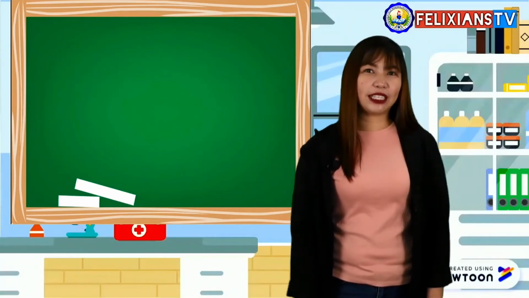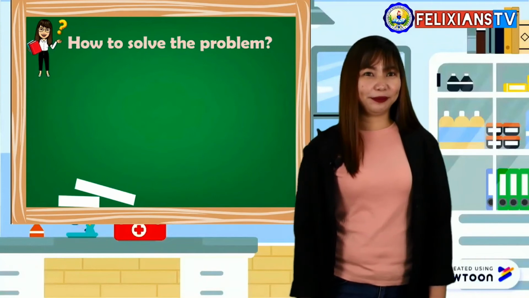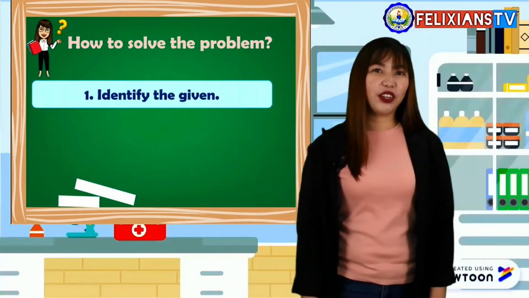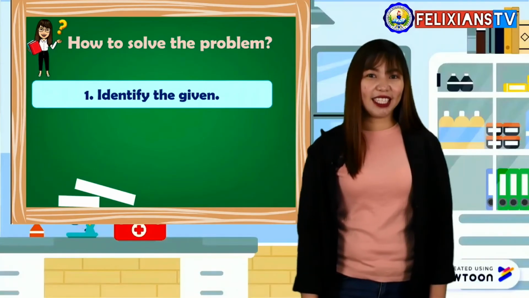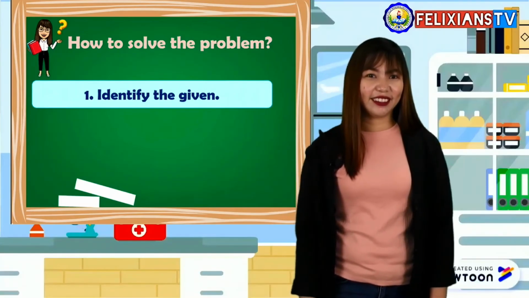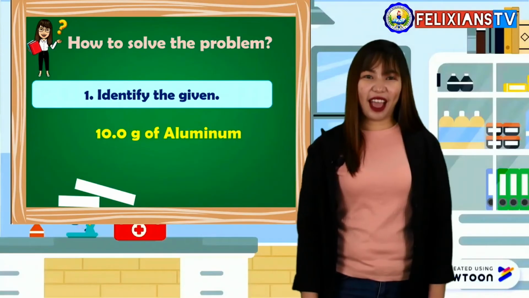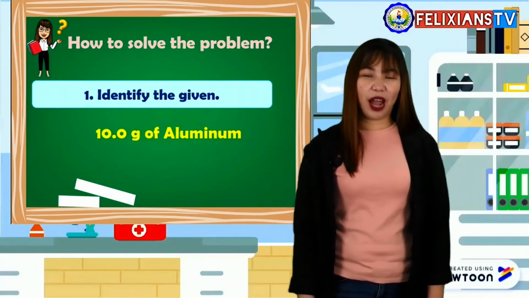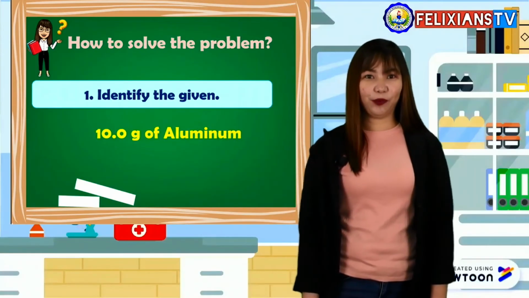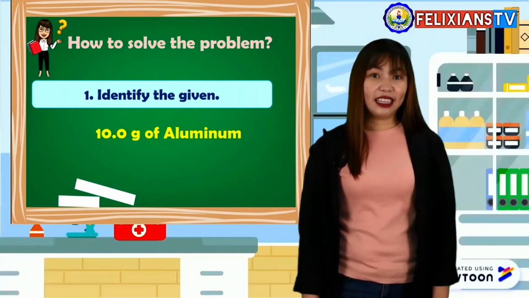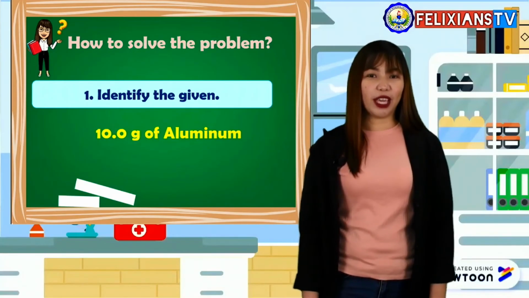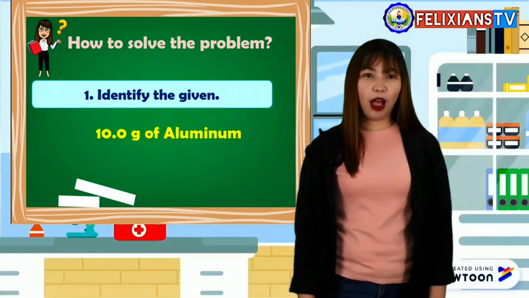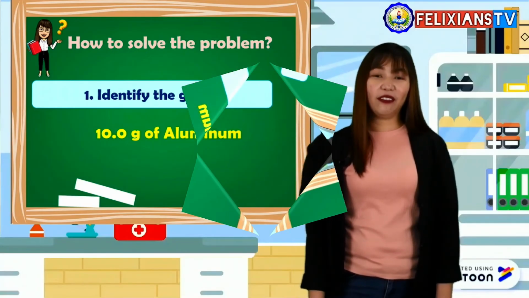What is our first step to solve the problem? Very good. We need to identify the given. What is the given? Yes, we have 10.0 grams of aluminum. In this example, we need the mass of aluminum. You can get the mass of aluminum from your periodic table of elements.